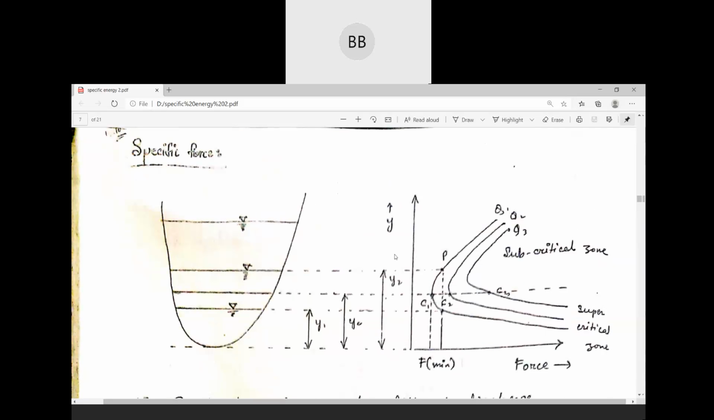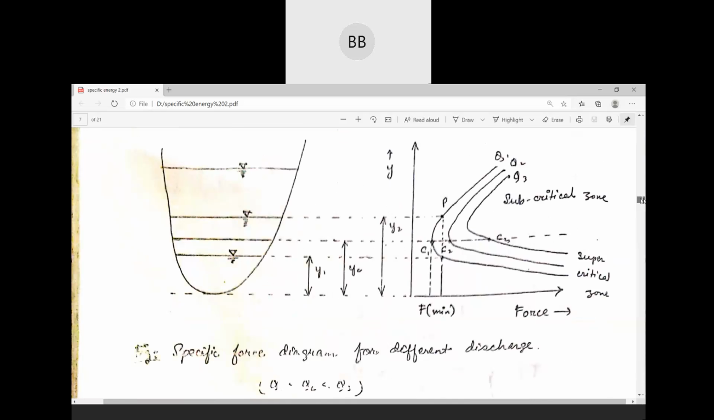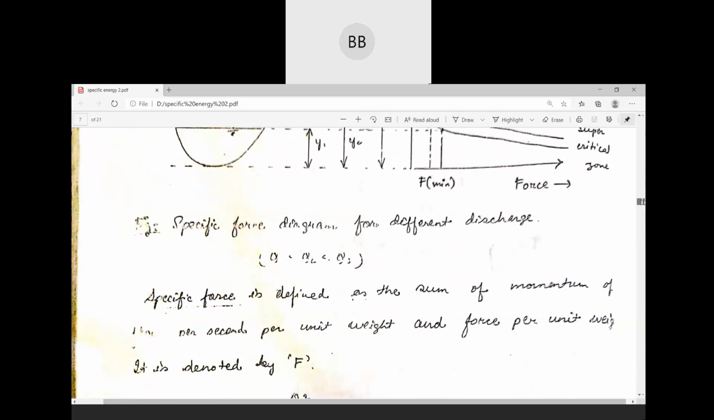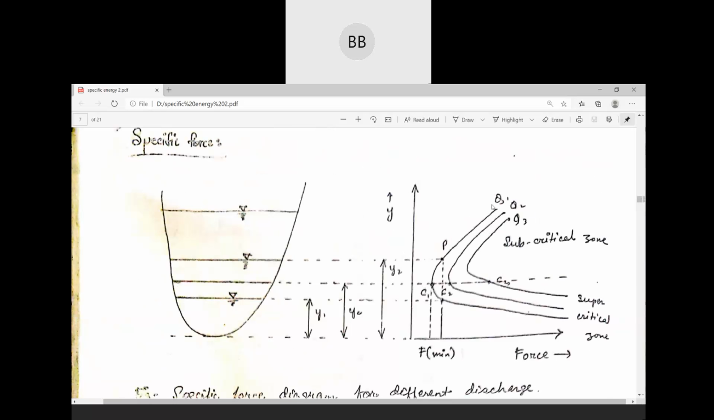You can draw this diagram later once I give you the PDF. The second discharge curve will be on this side or that side depending on the discharge. If it is more, it will come here, and if less, it will go below that discharge. Suppose it is 15 and it is increased to 20, then it will be like this.